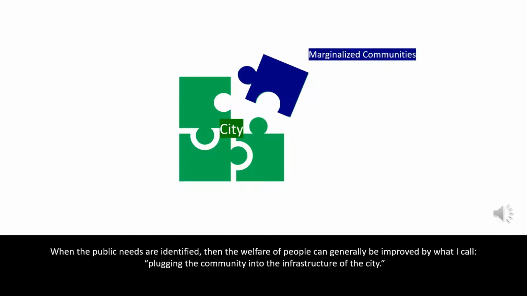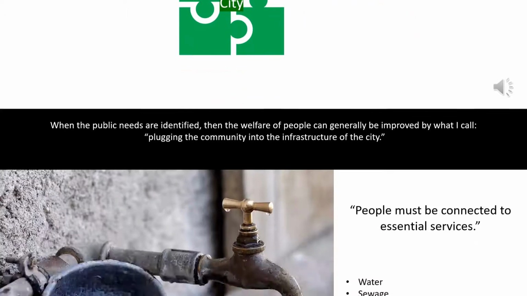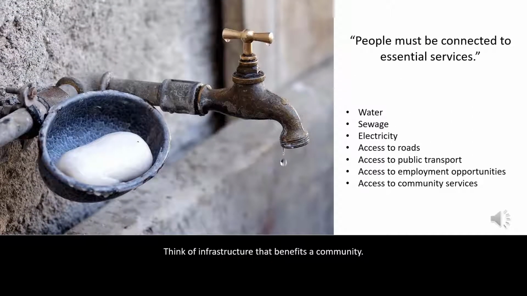When the public needs are identified, then the welfare of people can generally be improved by what I call plugging the community into the infrastructure of the city. Think of the infrastructure that benefits a community. People must be connected to essential services such as water, sewage, electricity, access to roads, access to the public transport system, access to employment and community services.